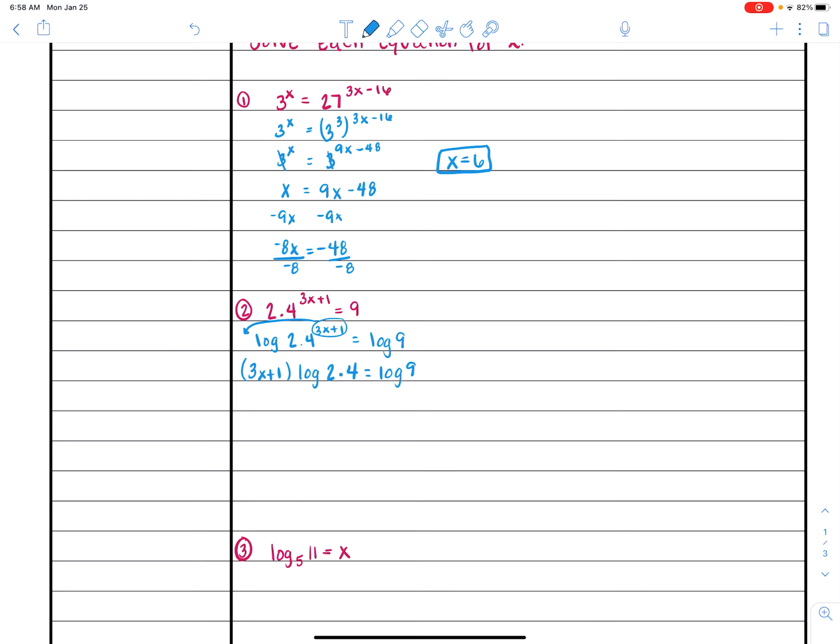Okay, now my goal is to solve for x. So I need to isolate the x. So I'm going to divide by log of 2.4, so that I can try to get the x by itself. So now I have 3x plus 1 equals. Now here you need to be very, very careful. We're going to round to 3 decimal places.